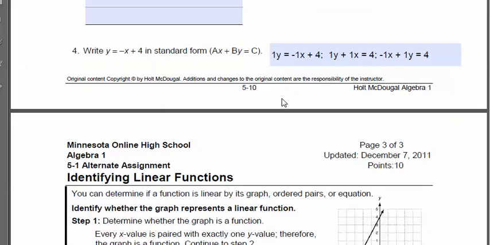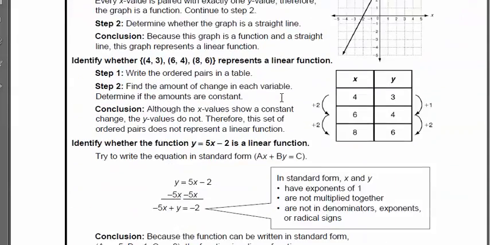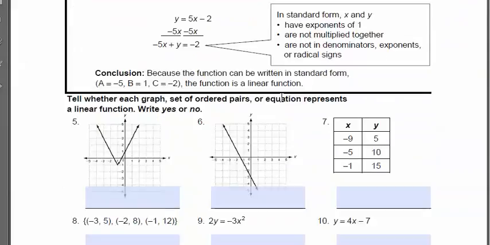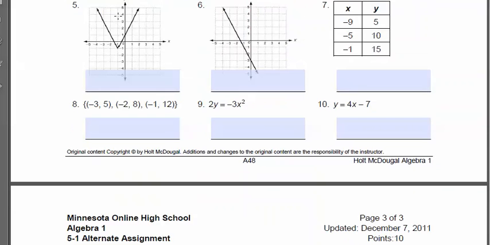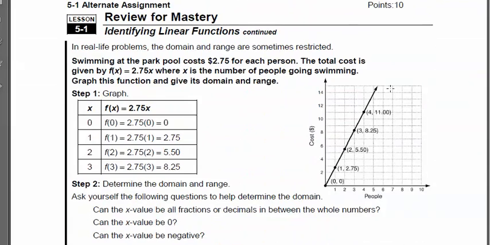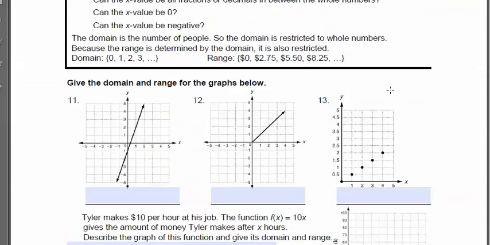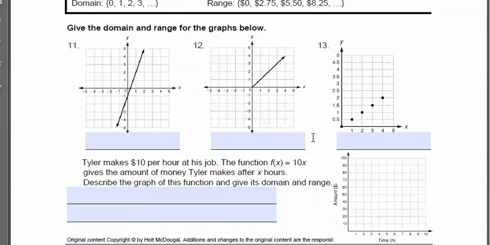All right, so that's how you do the first page of this worksheet. And there's still a couple other pages for you to do. So you're going to answer the questions, say whether or not these are linear functions, and then on the third page you are going to give the domain and ranges for these graphs.